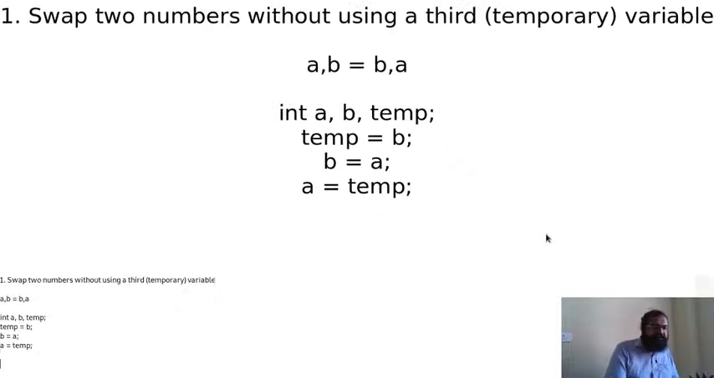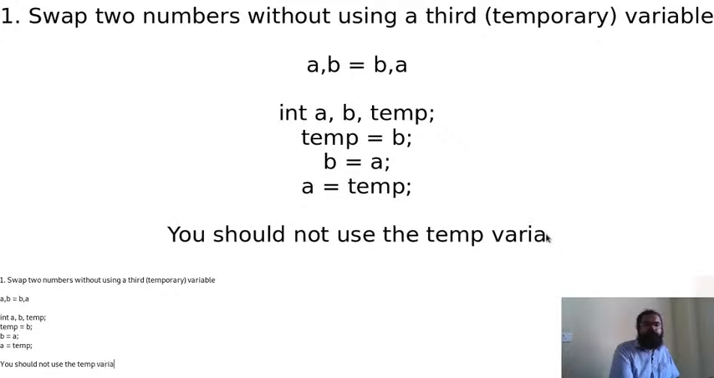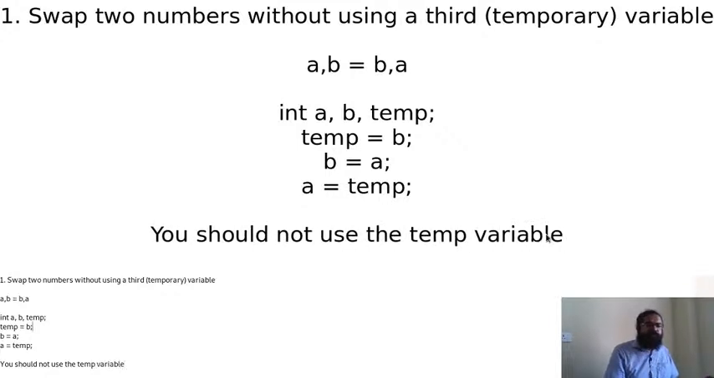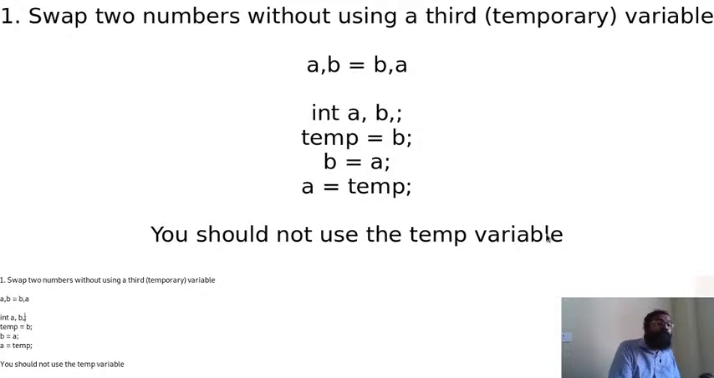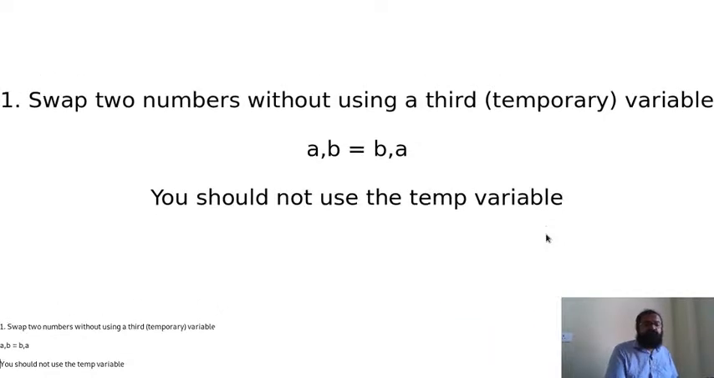What I am saying is that you should not use the temp variable. You can have only two variables. You cannot use a third variable. But at the end, the values of a and b should be swapped. You can use only two variables. You should not use a temp variable.